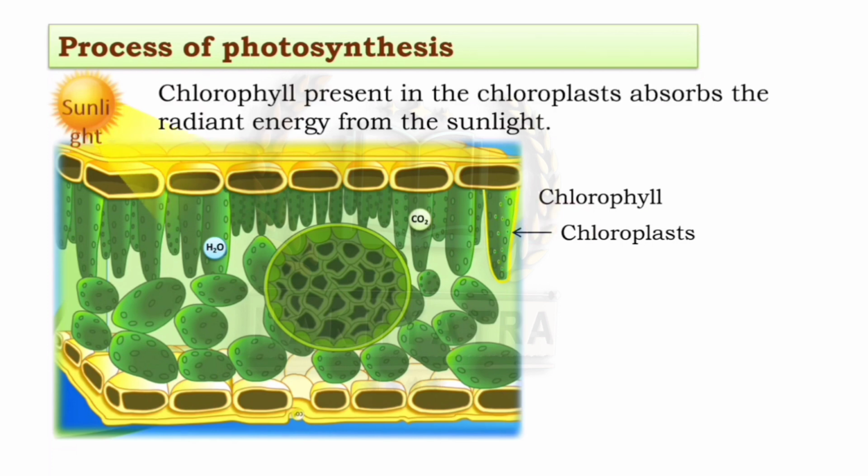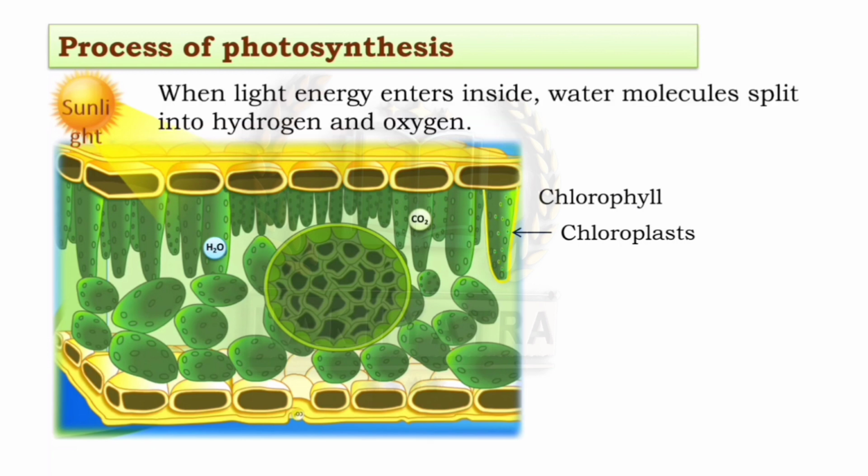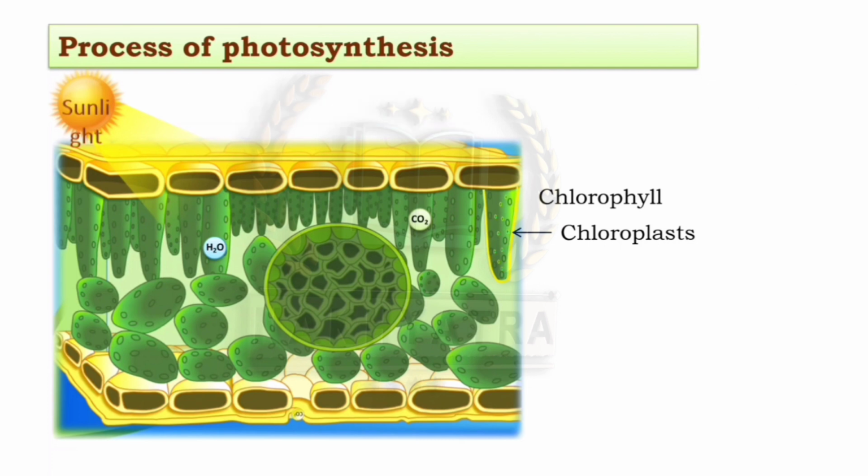Okay, so see here, now chlorophyll present in the chloroplast absorbs the radiant energy from the sunlight. So in the sunlight there is some radiant energy, and the chlorophyll which is present in the chloroplast absorbs the radiant energy. Alright, then when light energy enters inside, the water molecules split into hydrogen and oxygen. So after the light energy enters, the water molecules present in it split into hydrogen and oxygen.